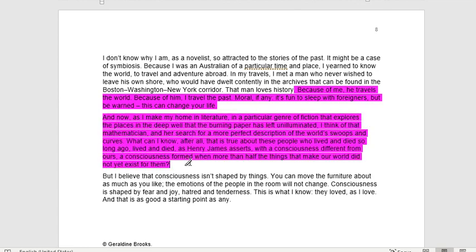This whole bit here, this is a nice analogy. So, and now as I make my home in literature, we get that direct link to her title, in a particular genre of fiction that explores the places in the deep well that the burning paper has left illuminated. I think of that mathematician and her search for a more perfect description of the world's swoops and curves. What can I know, after all, that is true about these people who lived and died so long ago, lived and died, as Henry James asserts, with a consciousness different from ours, a consciousness formed when more than half the things that make our world did not yet exist for them.